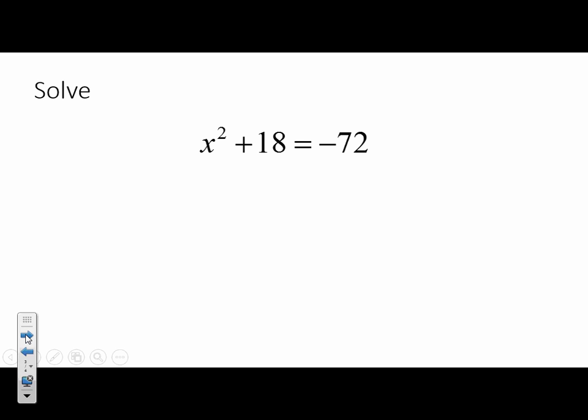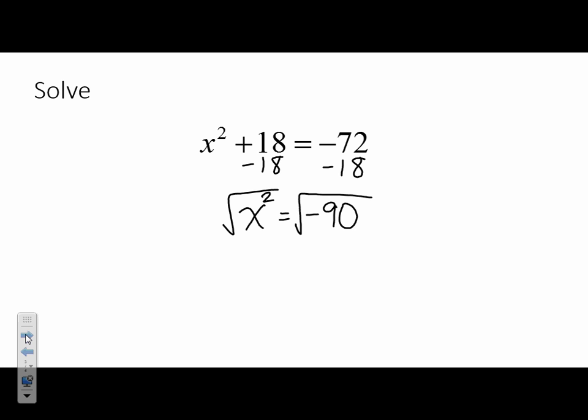Let's take a look at another example. x squared plus 18 equals negative 72. So we'll go ahead and subtract 18. So x squared equals negative 90. And now when we go ahead to square root, I know there's going to be an i because I can see it's a negative underneath that radical sign. So plus or minus. The square root of negative 90 is the same thing as the square root of negative 1 times the square root of 90.